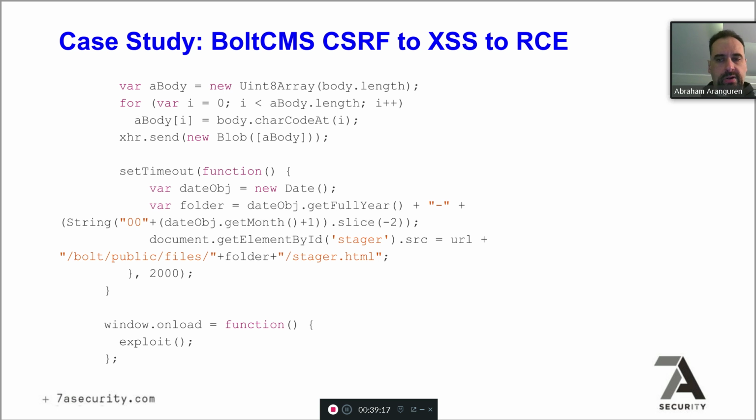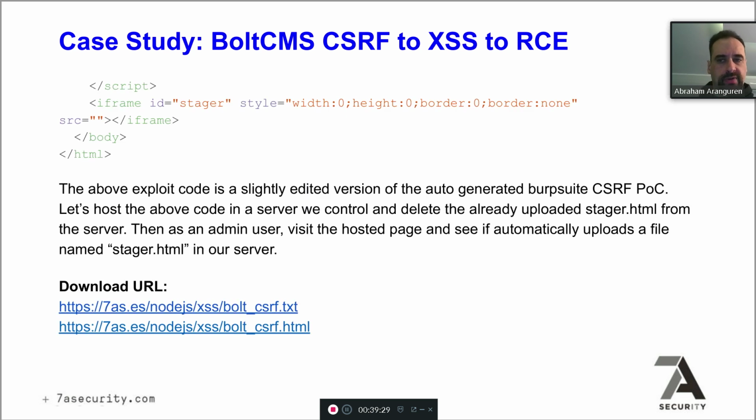And here we are also adding some functionality to add the month and the year and so on. So this will return the path of the uploaded file, right? The above exploit is a slightly edited version of the auto-generated Burp Suite cross-site request forgery proof of concept. So we can host this on a server we control and delete the already uploaded stager.html from the server.